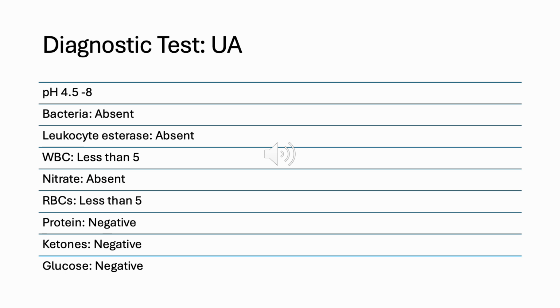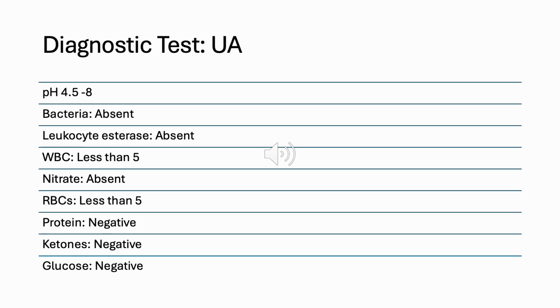RBC should be less than 5. If the urine is bloody or rusty or has more RBCs, the patient might have a problem with their glomerulus. Protein should be negative, ketones should be negative, and glucose should be negative. I talked about glucose spilling into the urine when it's over 220. Ketones would be positive if somebody was breaking down fat in their body for nutrition. And then protein would be positive if there's something wrong with the kidney and it's letting protein leak through the urine.